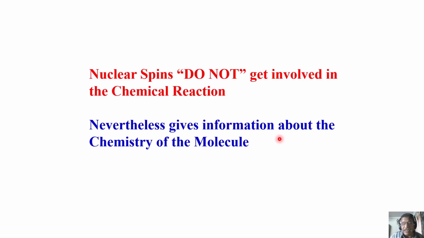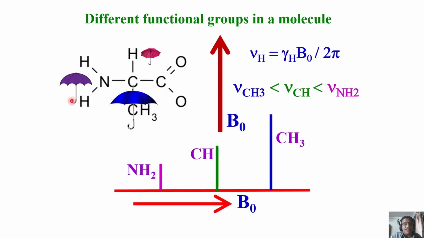So what are you understanding? Nuclear spins do not get involved in the chemical reaction. We all know when you are doing a chemical reaction, we always talk about electrons, how the electron is moving, how the reaction is taking place. Nevertheless, nuclear spins give information about the chemistry of the molecule. That's what we understood in the previous slide, because the charge densities are different and we get different peaks. So you can understand more about the chemistry of the molecule by seeing the NMR spectrum, which is due to nuclear spin, although nuclear spins do not get involved in the chemical reactions. This is an important point which I wanted to tell you.